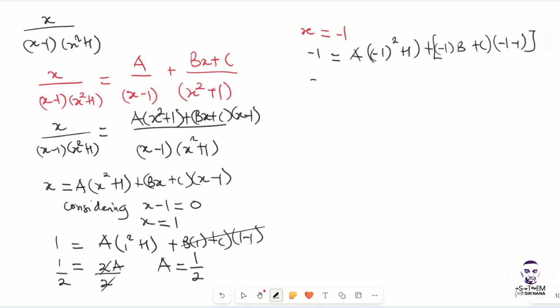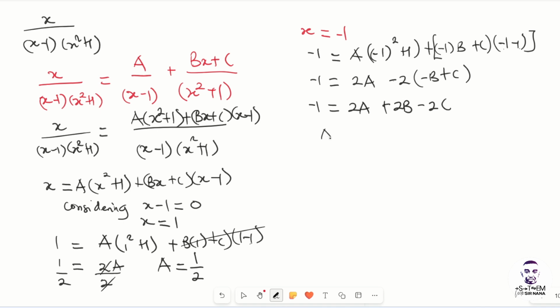So that implies that we have -1 equal to, on this side, 2a, because (-1) squared gives us 1, and 1 plus 1 is 2. So 2a. And on this side, -1 times -1 gives us -2, and then we have minus b plus c. So we have -1 equal to 2a. Negative gives us positive 2b, and then negative positive gives us -2c.